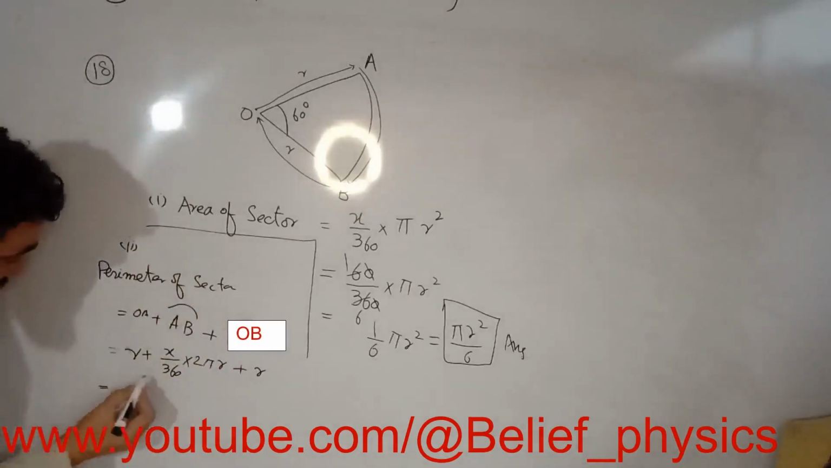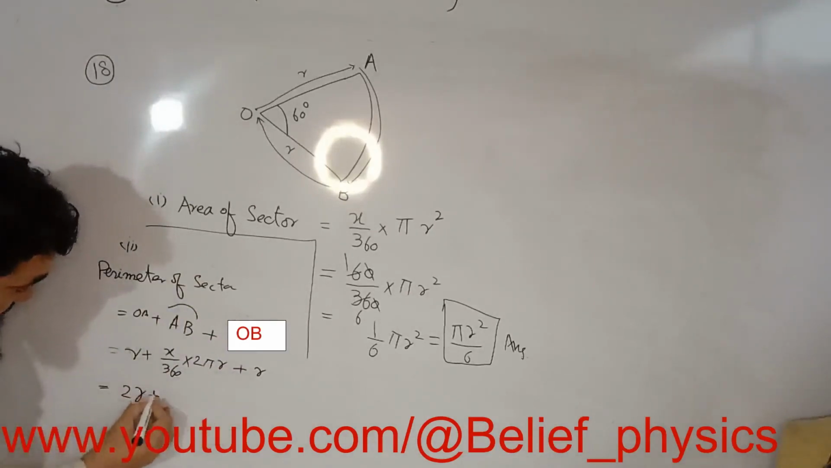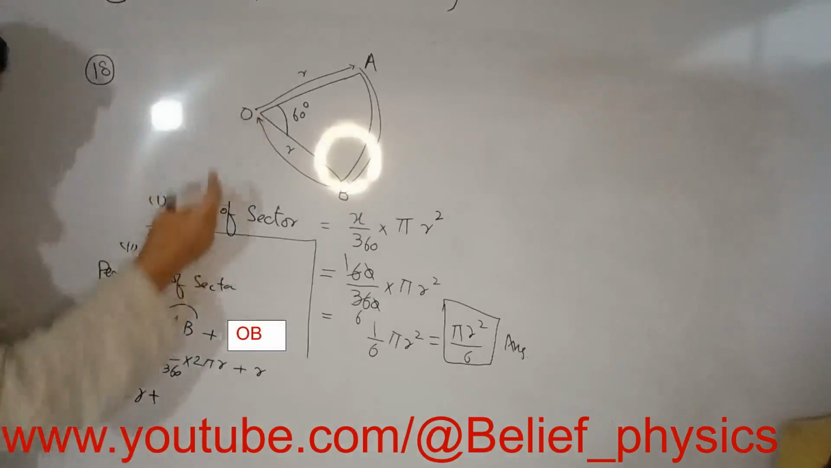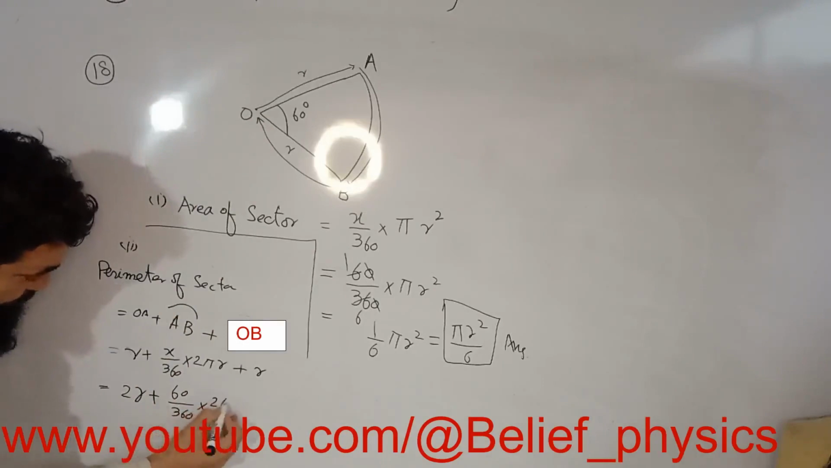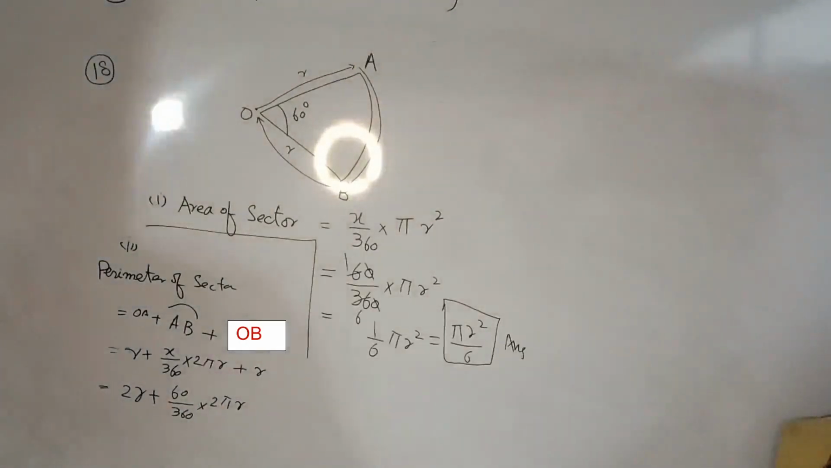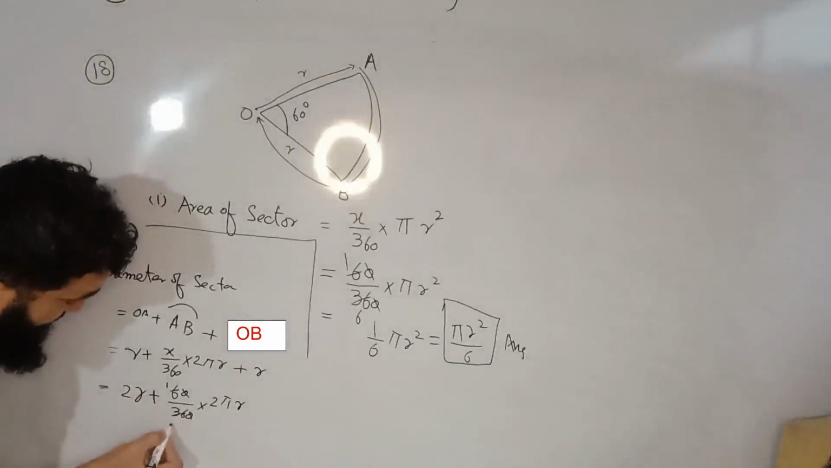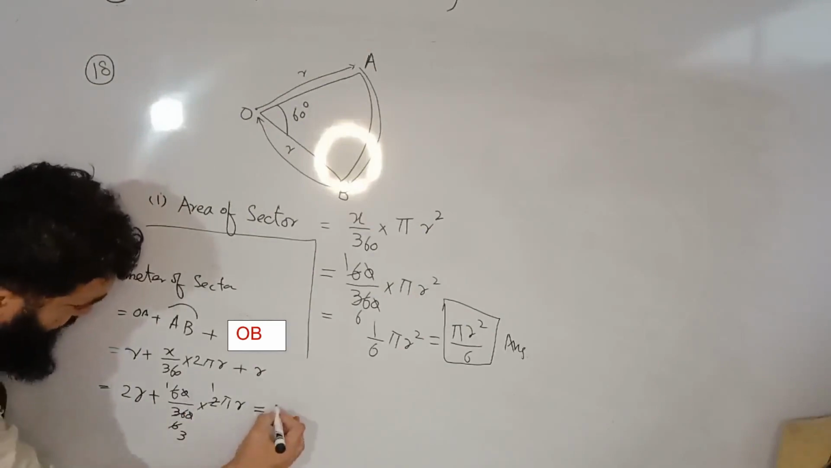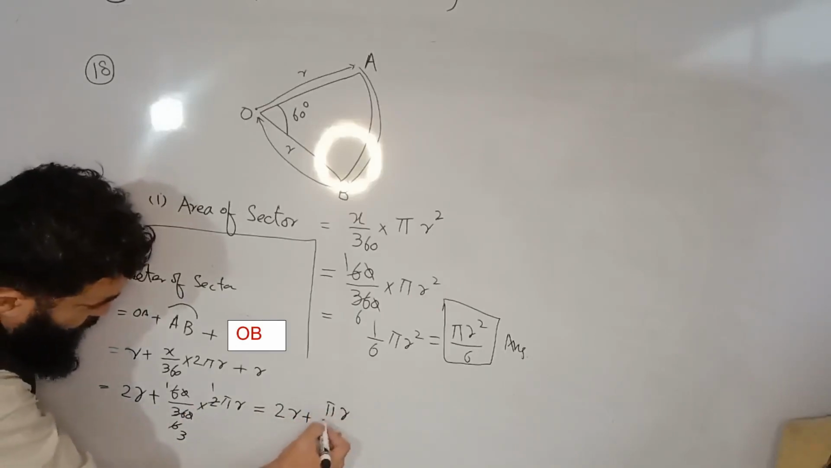Now we have to simplify it. Put the values: R plus R is 2R, plus x, the value of the central angle, is 60. This is 60 over 360 times 2 pi R. So we have to simplify it. How to simplify it? This zero goes with this zero, 6 ones are 6, 6 sixes are 36, 2 ones are 2, and 2 threes are 6. So this comes out to be 2R plus pi R over 3.